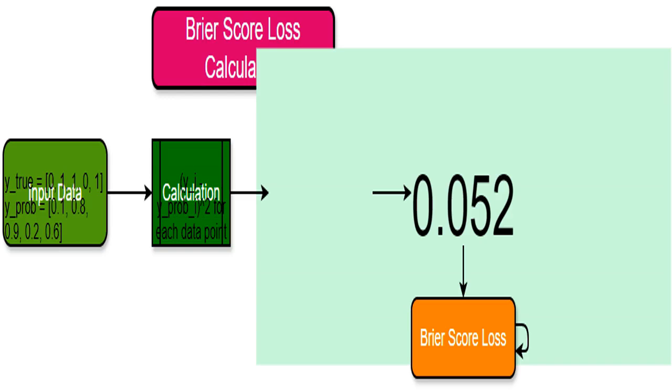This is the final Brier score loss, a single number representing the average squared difference between the true labels and the predicted probabilities. A lower Brier score loss is better and indicates a more accurate prediction model. Here, I've obtained a Brier score loss of 0.052, representing the average squared error of prediction by the model. A lower score means the model's doing a pretty good job.